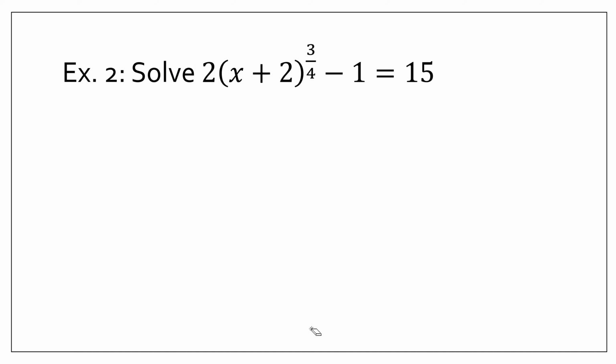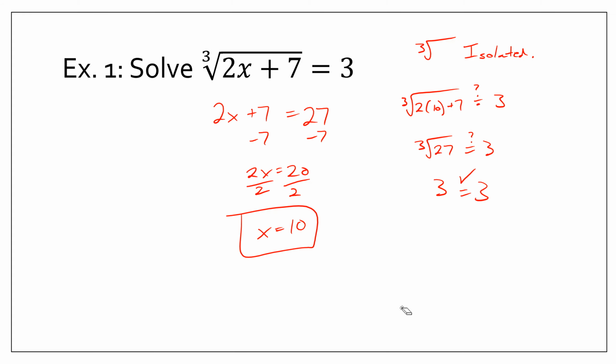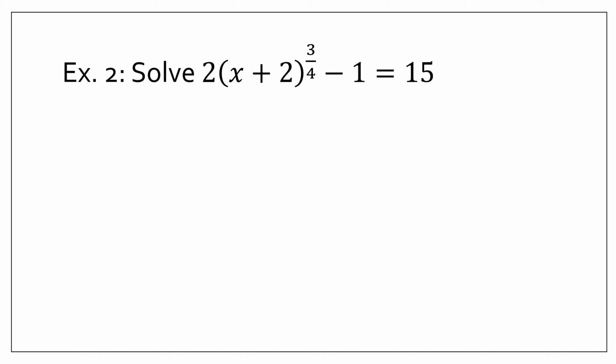All right, so next problem, 2 of 3. Now remember what I said last time, you really need to make sure to isolate the cube root. So here, I need to isolate this thing before canceling it. So let's start by adding 1 to both sides. That'll give me 2 times x plus 2 to the 3 over 4 equals 16. So I added 1 to both sides.